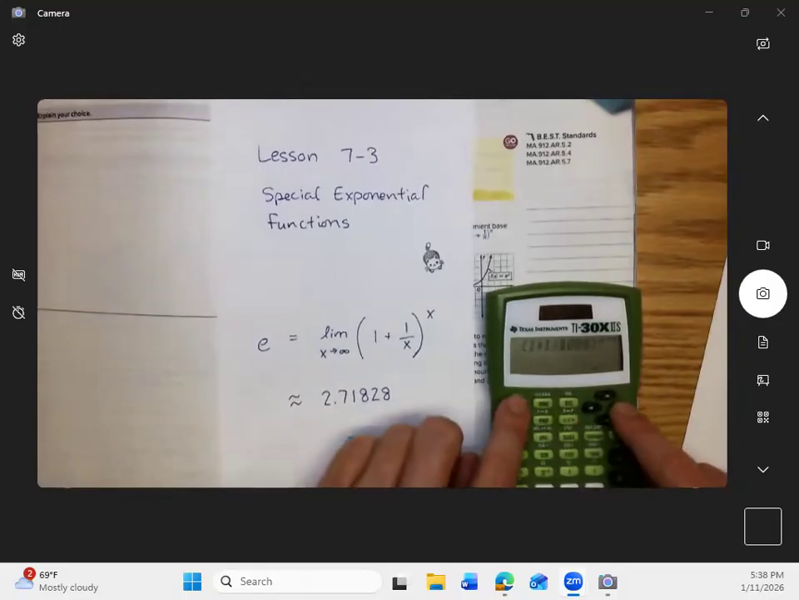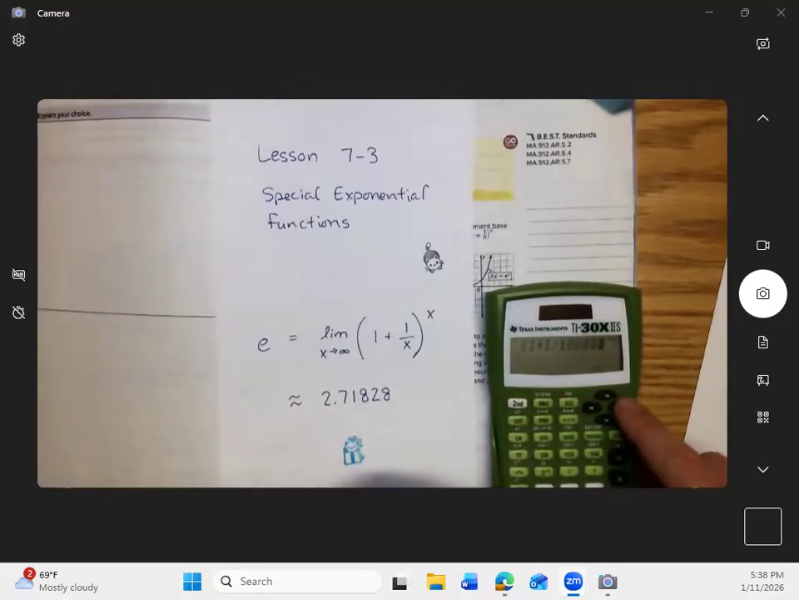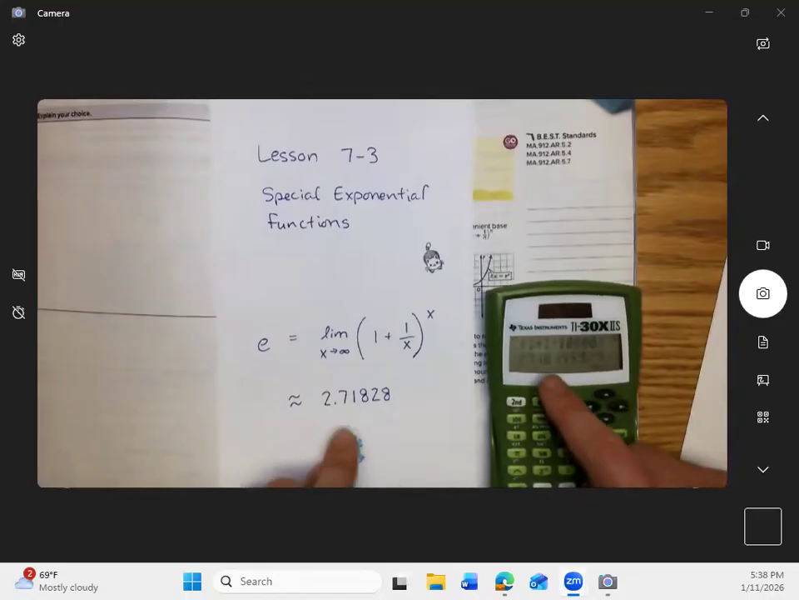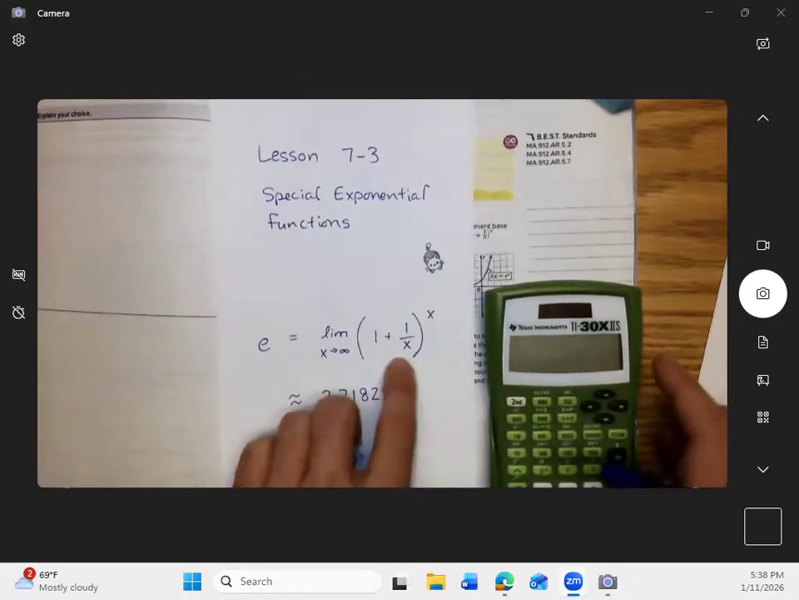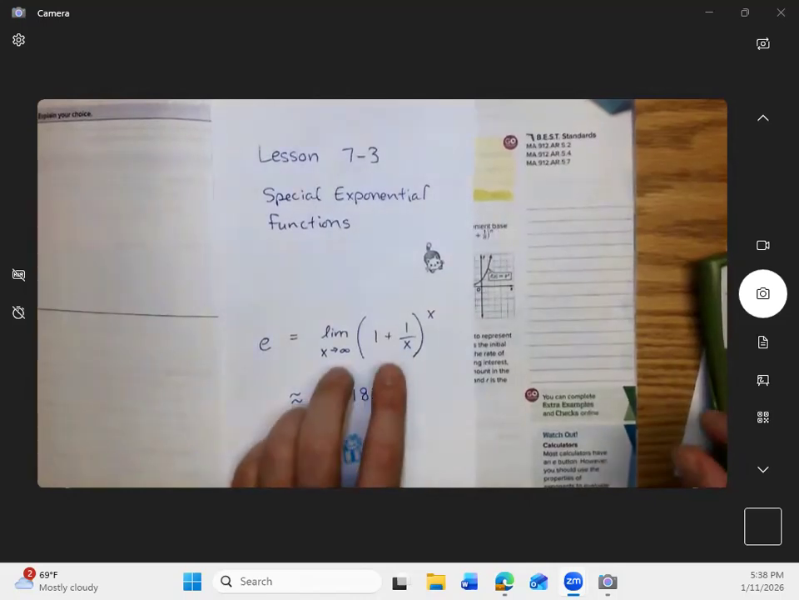What if I make this 10,000? Throw an extra zero right here. 2.718 something something. Yeah, now it's getting even closer. Now if you let x go to a million, a billion, a trillion, and approach infinity, the expression approaches e.